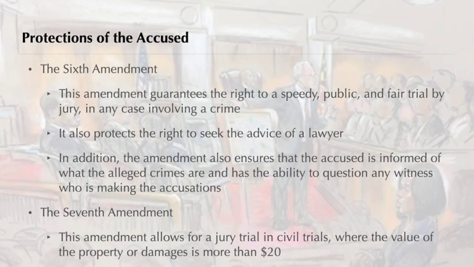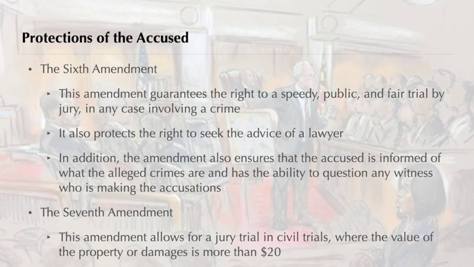A key element of due process of law is trial by jury. The Sixth Amendment guarantees a citizen's right to a speedy, public, and fair trial in any case involving a crime. A person may not be tried in secret or kept in jail for a long time awaiting trial. An accused person has the right to the advice of a lawyer. An accused person also has the right to know what the accusations are and the right to ask questions of any witnesses during the trial.